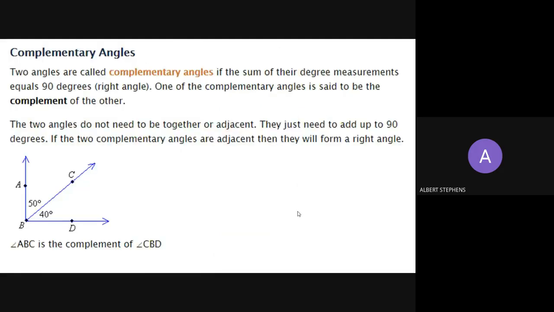All right. So another type of angle is what we call complementary angle. Basically, when two angles add up to give you 90 degrees, they're called complementary. So for example, 50 degrees plus 40 degrees will give you what? 90. So any two angles that add up to 90 are called complementary angles.